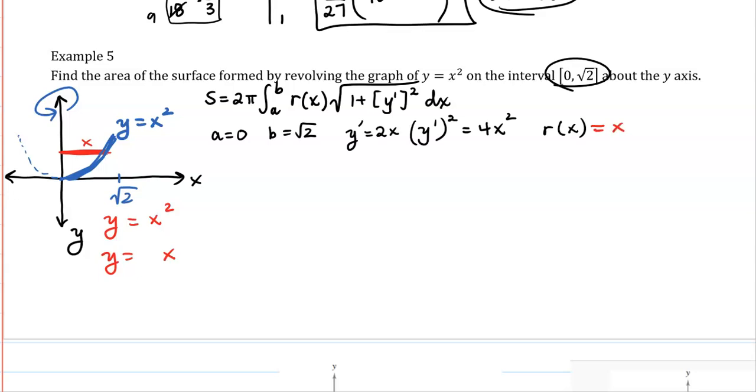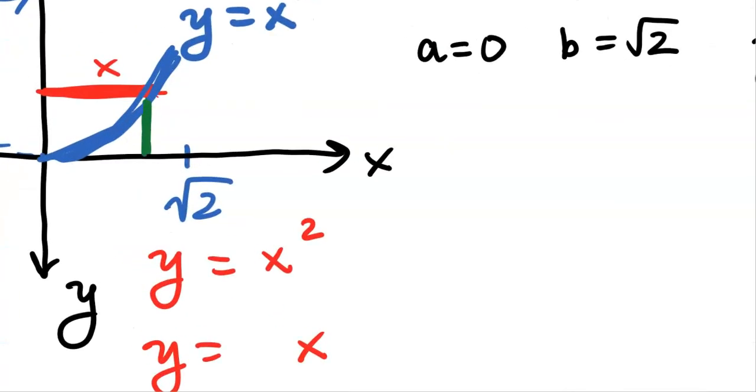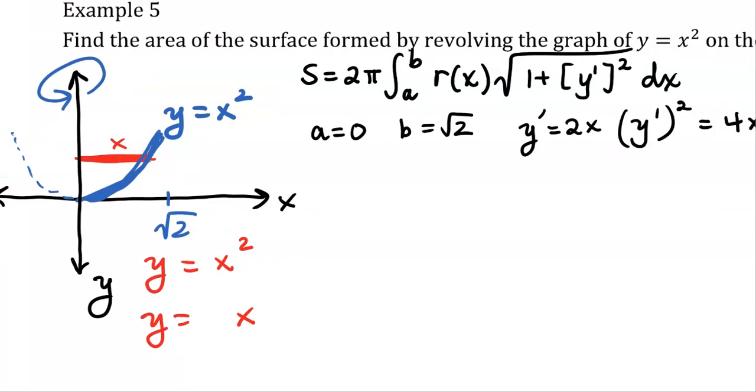When you're finding your r of x, it's very important that you remember it is the distance between the function and the axis of revolution. That could be the x-axis or that could be the y-axis. I'll just mention, side note here, if we were revolving around the x-axis, this green distance here would have been our r of x, which would have been the height of the function. It goes up to the function. Then it would have been x squared. But that's not what we're doing. We're not revolving around the x-axis like we did in the last example.